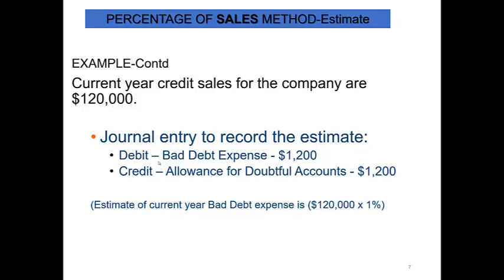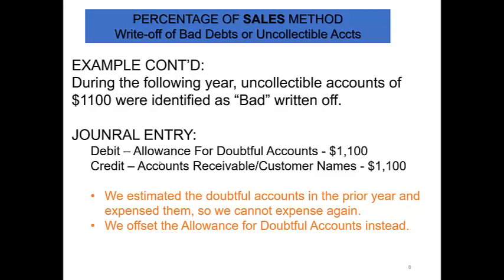by $1,200. So after we have calculated our estimate and then made our adjusting entry, the third entry is going to be to write off any bad debt that occurs in the subsequent year. So for example, during the following year, uncollectible accounts of $1,100 were identified as bad and written off. So that means that we actually have identified a customer who is not going to pay their bill. So we're going to specifically move that customer out of our accounts receivable account.